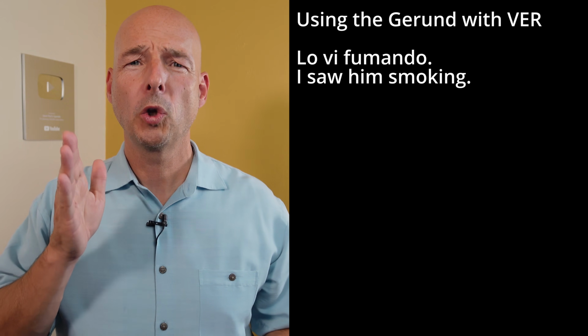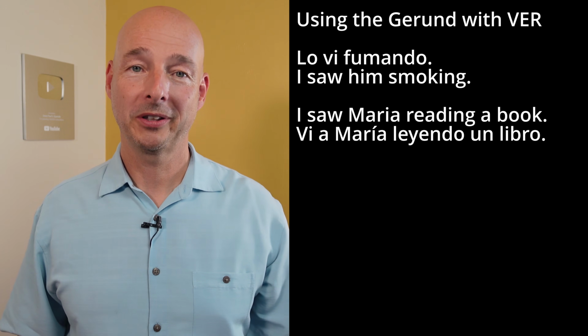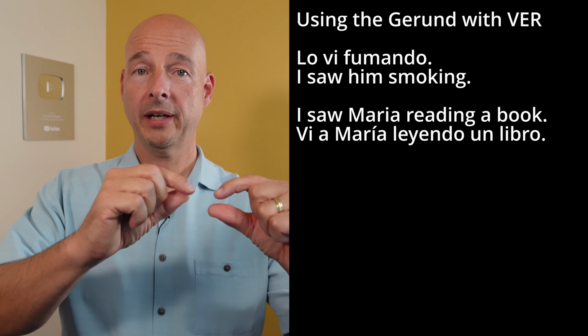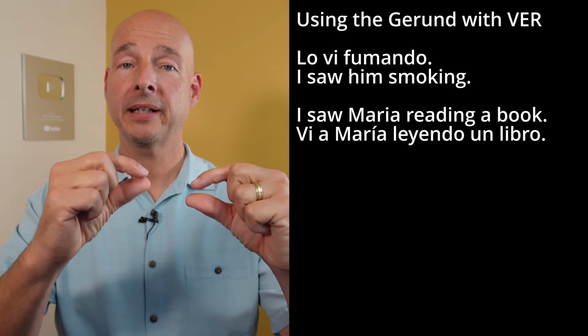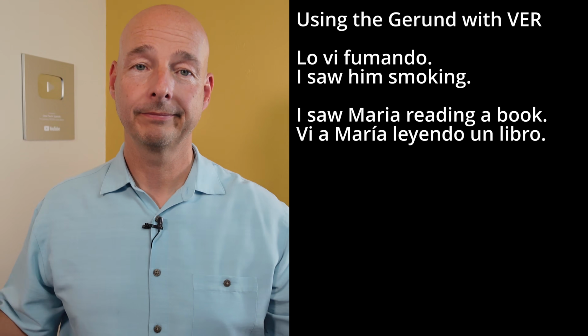That brings us to the next category, using the Spanish gerund with the verb ver, which means to see. Lo vi fumando. I saw him smoking. I saw Maria reading a book. Vi a Maria leyendo un libro. See, we have that personal a in there. Vi a Maria. I saw Maria doing what? Leyendo un libro. You want to try one?